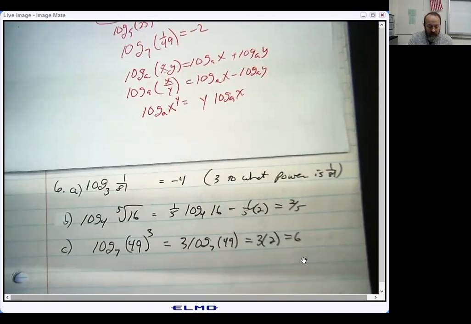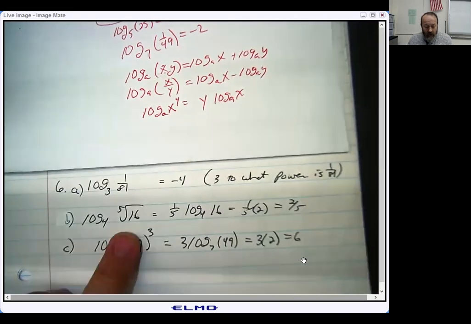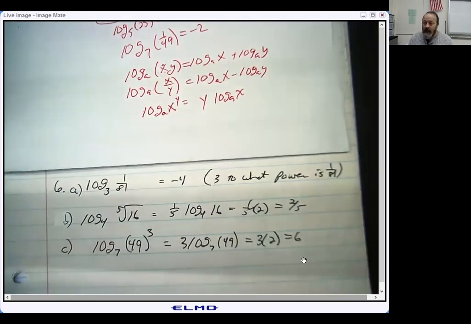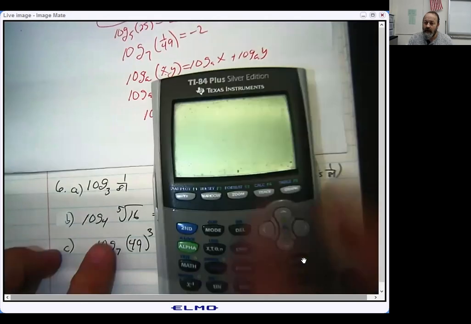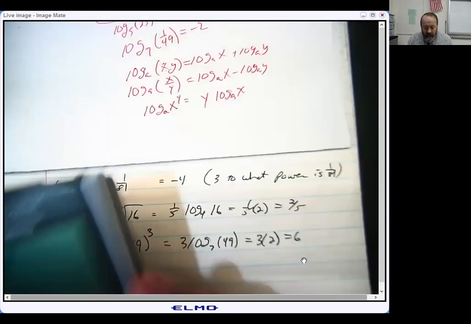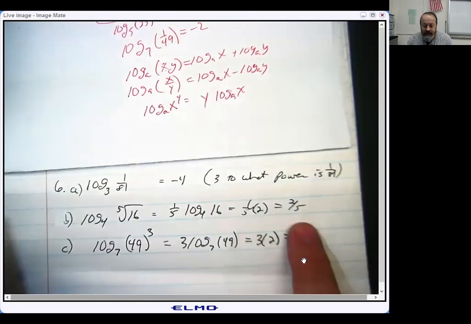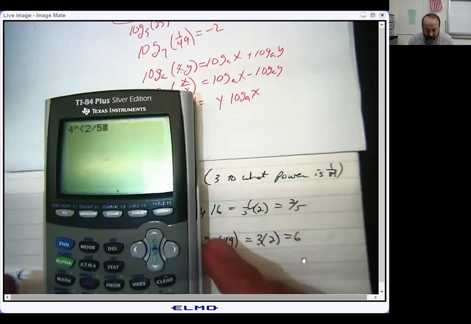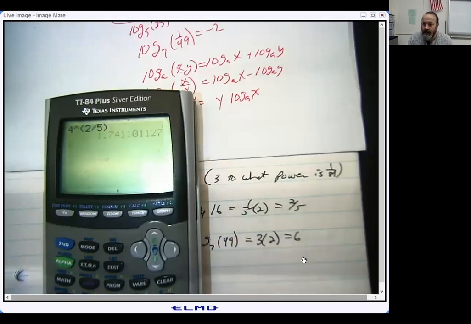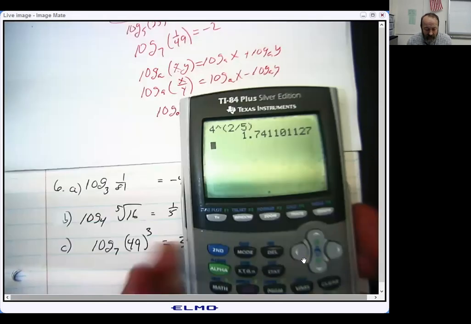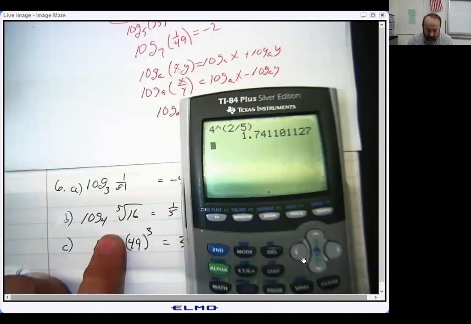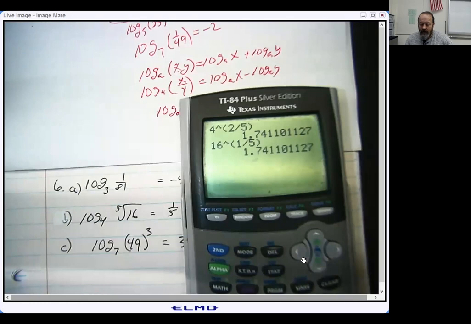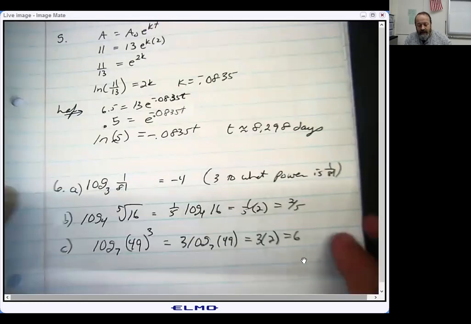Now, I will note that on a problem like this, we could double check something according to the definition of logarithm. When I did this problem right here, I'm saying this answer is 2/5. So in other words, I'm saying 4 raised to the 2/5 power, because that's the answer. I get this weird decimal. I'm saying 4 raised to the 2/5 power should be the 5th root of 16, or in other words, 16 to the 1/5. And if I've done this problem right, those two answers should in fact be the same, which they are. Okay, moving to number 7.